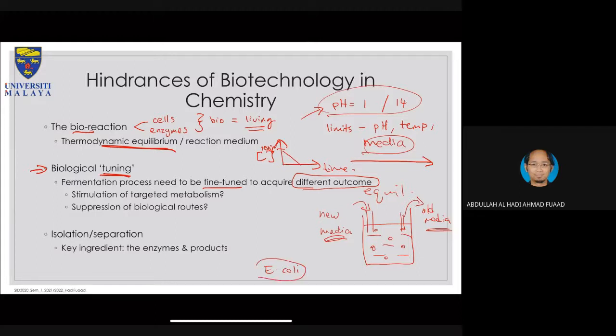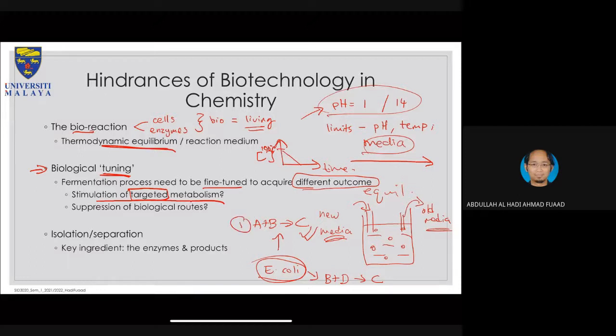Okay, so this bacteria, even though it's the same bacteria, say, for example, if you want to do A plus B equals C, and then you manage to optimize it, it was very successful, you get a very high yield. But if, say, you are using the same bacteria to get B reacted with D to produce C, you need to fine-tune it again. You need to redo the whole process. So it can be stimulation of targeted metabolism, so you might change the media, the pH or temperature, so that the cell works in a different way. So you want to have a specific target of metabolism. Metabolism meaning a specific pathway, a chemical pathway, so to say.